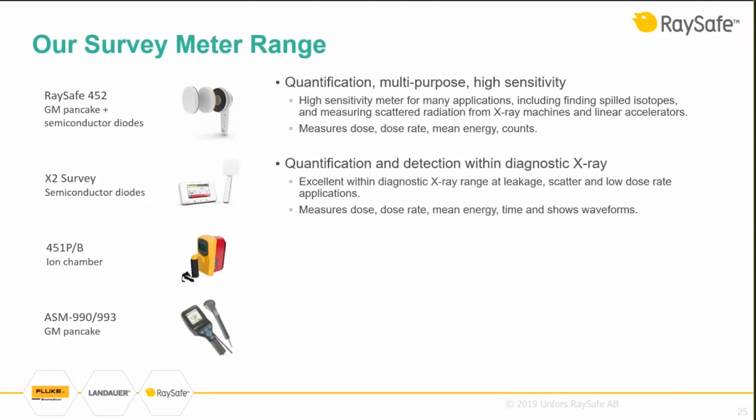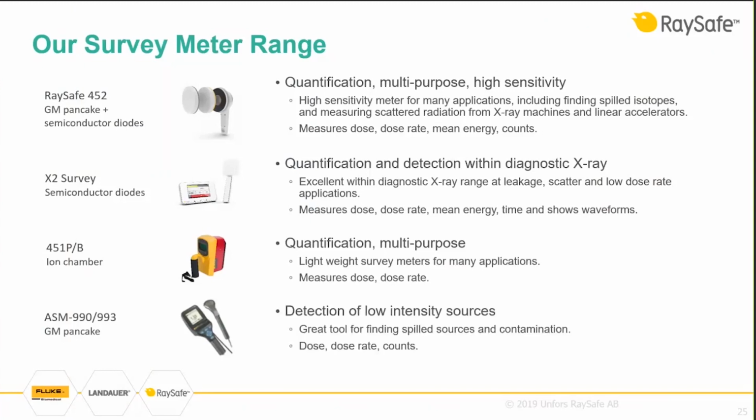451P and 451B are both multipurpose meters. The P, which is the pressurized version, is a bit more sensitive, while the B is vented and can also detect beta radiation. And finally, the ASM 990 or 993 is an unfiltered GM tube, which is great for finding spilled sources and contamination.